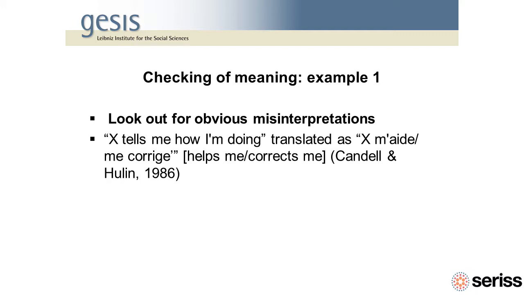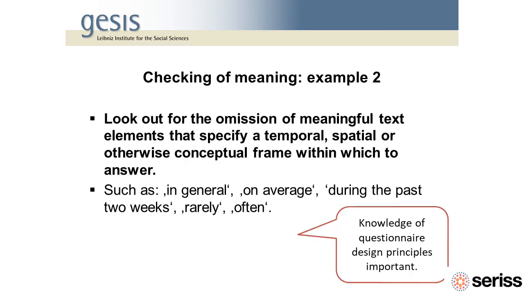So these kind of things could hopefully be easily detected when there are 2 different versions that can be compared. Another example to look out for when looking at question translations is elements that are meaningful for measurement. So in all these source items, we have little terms and phrases such as in general, on average, during the past 2 weeks, rarely, often, etc. Tiny words and phrases that may sometimes get easily forgotten or ignored, or sometimes the person doesn't see the meaning of it, but they are essential for measurement.